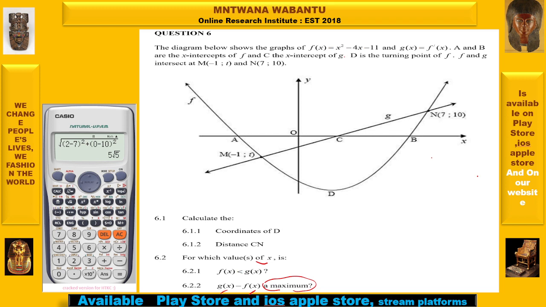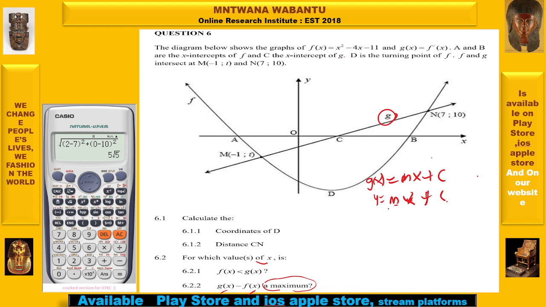So what is g of x? We don't have an equation for g of x. They just say g of x. So first and foremost, I'm going to say g of x is the equation of a line, equal to mx plus c, because we don't have the equation. So g of x represents y, so I can say y equals mx plus c. The very first thing you have to do is find the slope. m represents the slope and c represents the y-intercept.